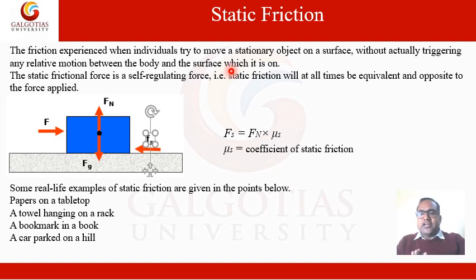Stationary means any object which is at rest. Now, what is the definition of static friction? The friction experienced when an individual tries to move a stationary object on a surface, without actually triggering any relative motion between the body and the surface it is on. The static frictional force is a self-regulating force. That is, static friction will at all times be equal and opposite to the applied force.